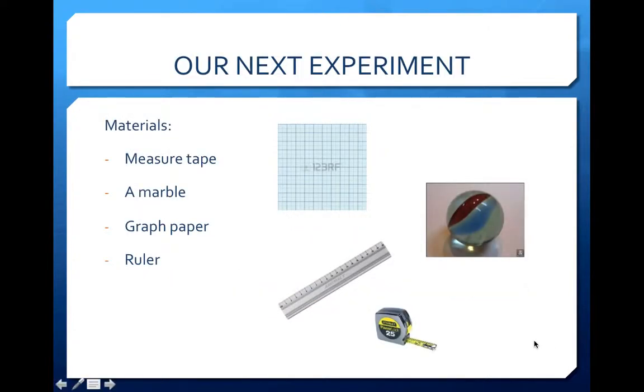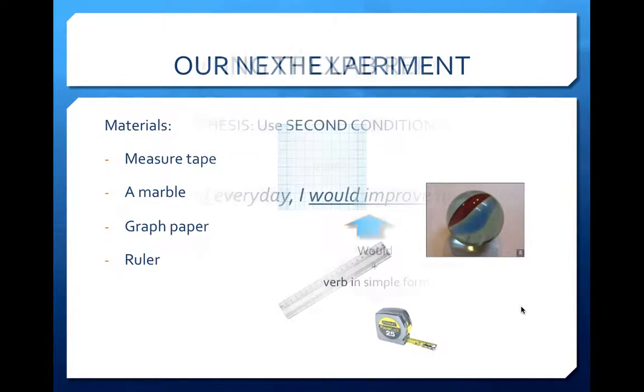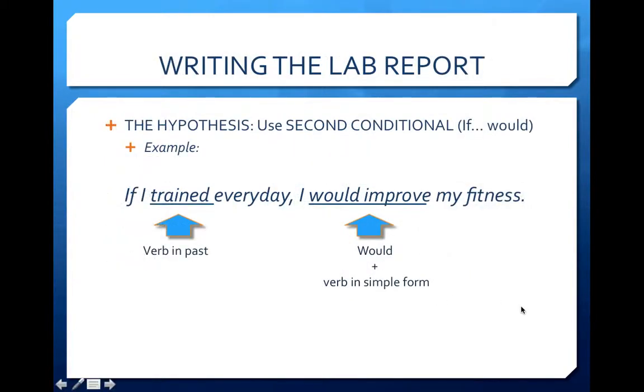For our next experiment, we are going to need a measure tape, a marble, graph paper, and a ruler. And you know that the next step is writing the lab report. So we are going to make some changes. The first one is for the hypothesis. You have to use the second conditional. I know that you already worked this topic in the English class.